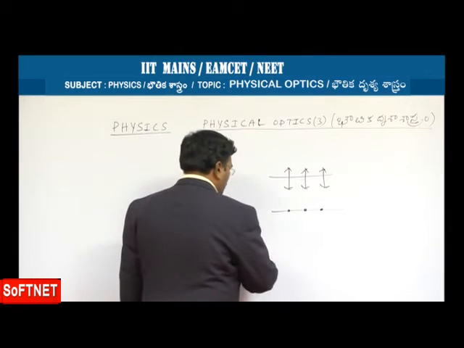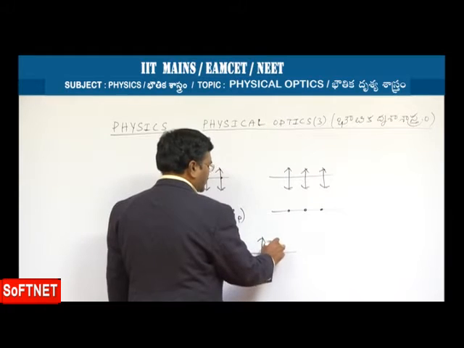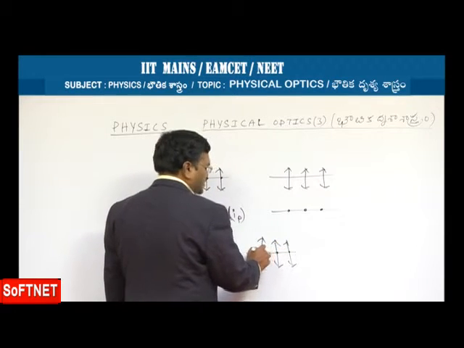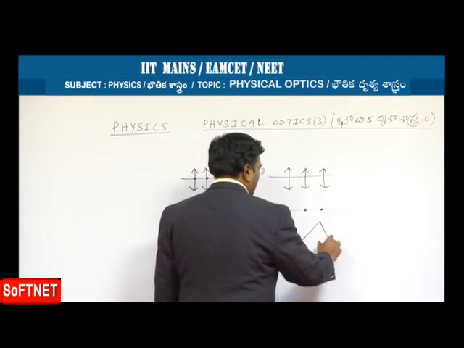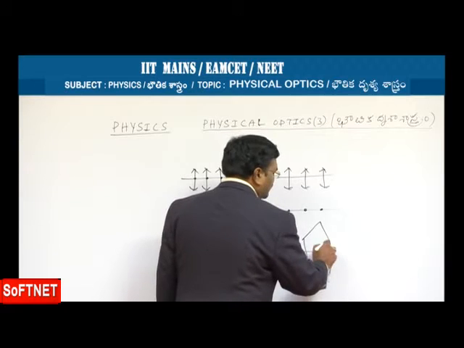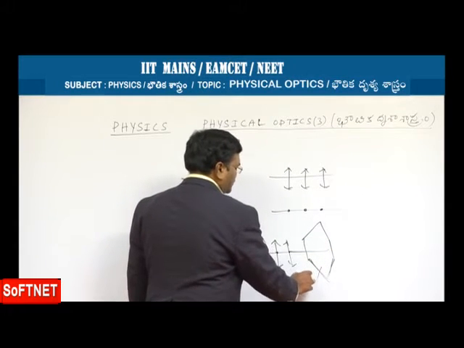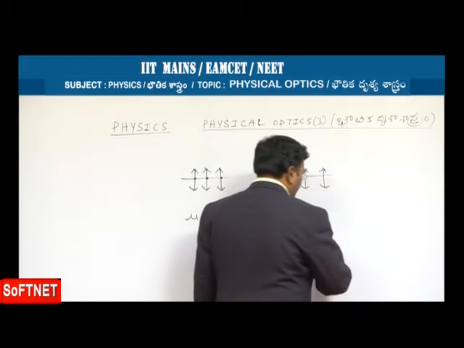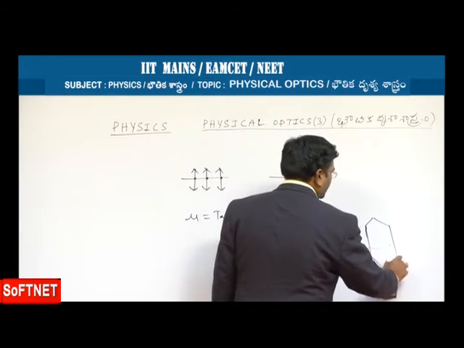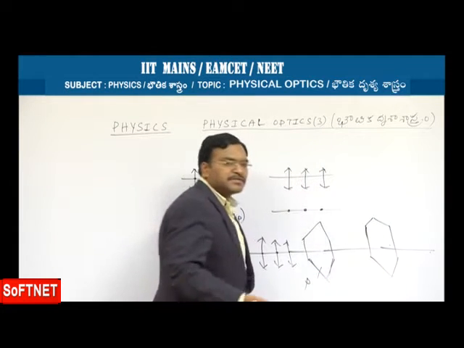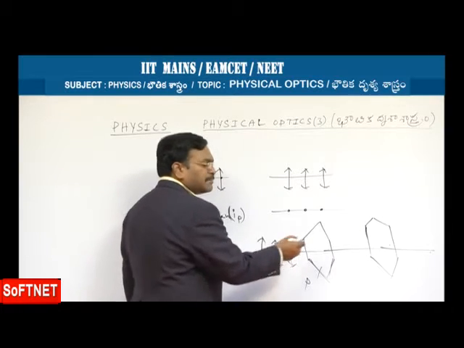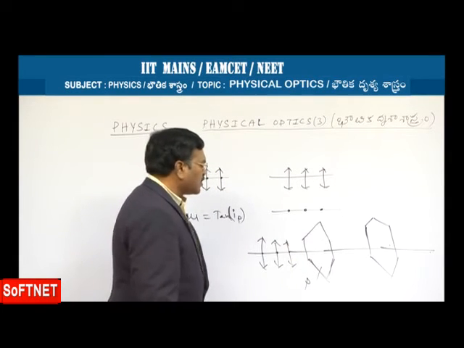Now suppose this is unpolarized light. Unpolarized light is incident on the tourmaline crystal, like this. If the unpolarized light is incident on the crystal, that is called what? Polarizer. This is the polarizer. At that time, what happens? This crystal absorbs one component, and we are getting polarized light.